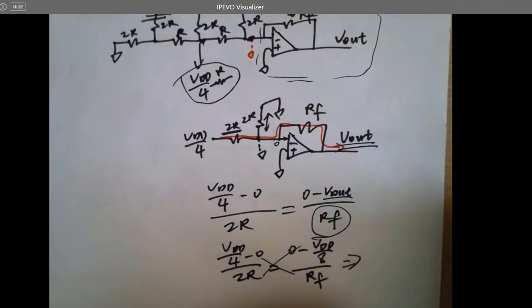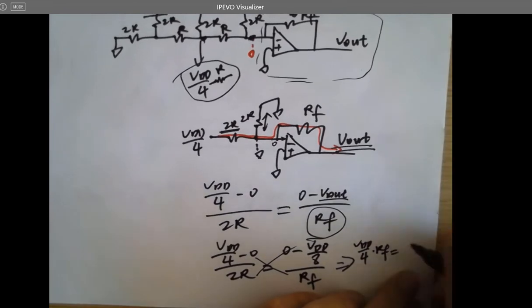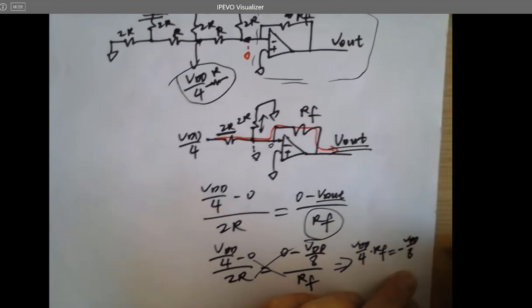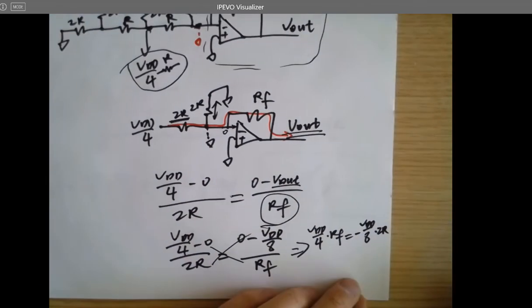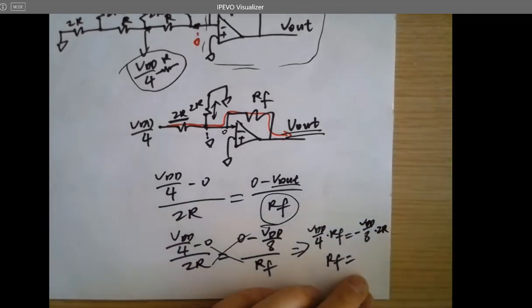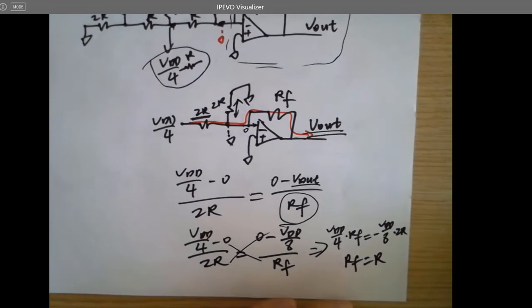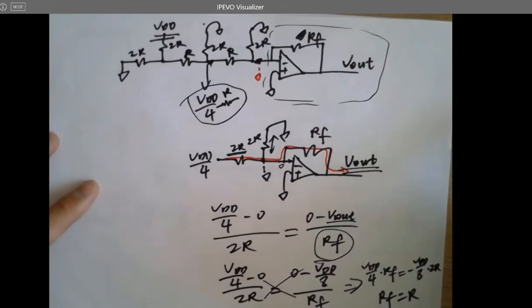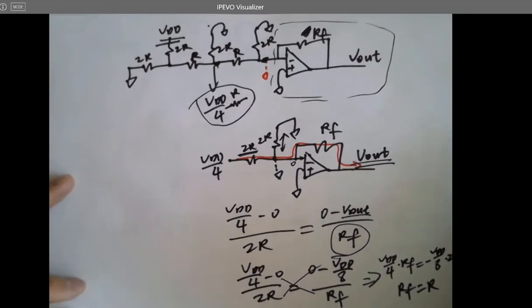Do this cross multiplication. So it's going to be VDD over 4 times RF equals minus VDD over 4 times 2R. Right? So RF equals to what? R? That works. Okay.